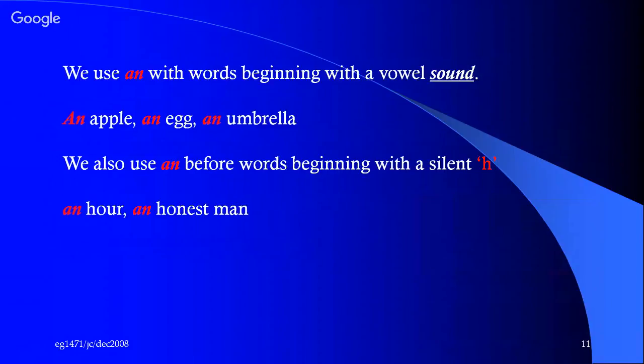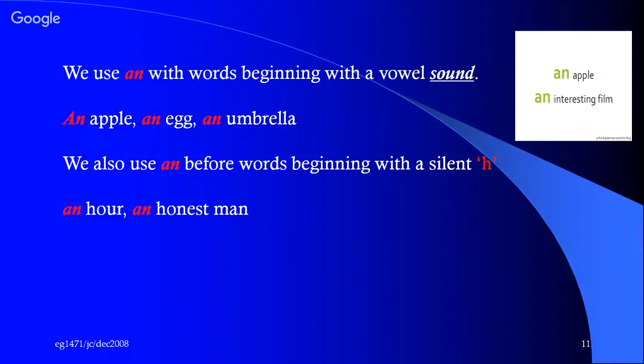We use an with words beginning with a vowel sound. Again, the sound is important. An apple, an egg, an umbrella. We also use an before words beginning with a silent H. Andre, where the H is not pronounced. An hour, an honest man. You don't say hour, you don't say honest man. You say an hour, an honest man.